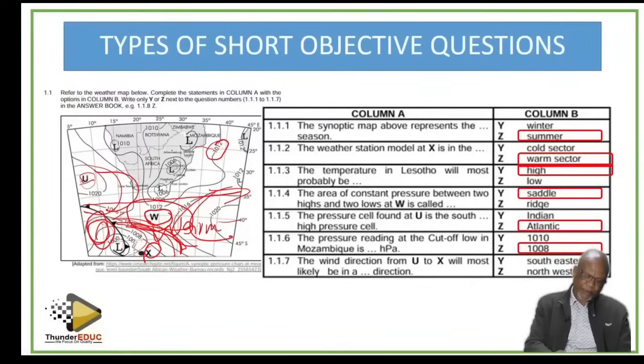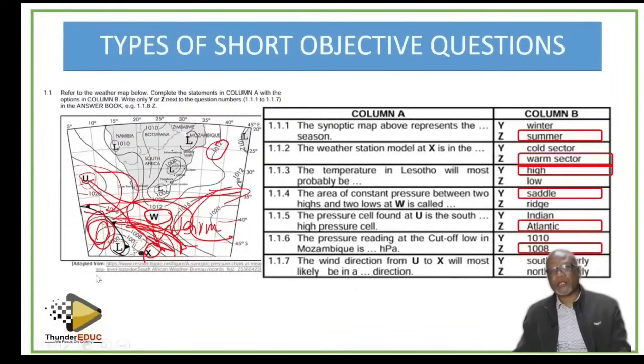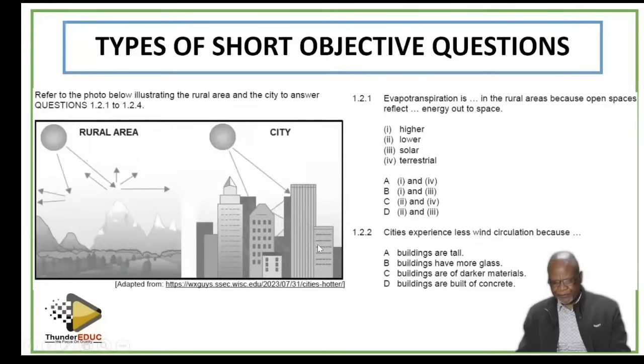The wind direction from U to X will most likely be in which direction? So this is the direction from U to X. From U to X, what is this direction? So it's an easy direction. It's grade 10 content. It's simple map direction. So the direction there will be southeasterly. The direction is in the southeasterly direction.